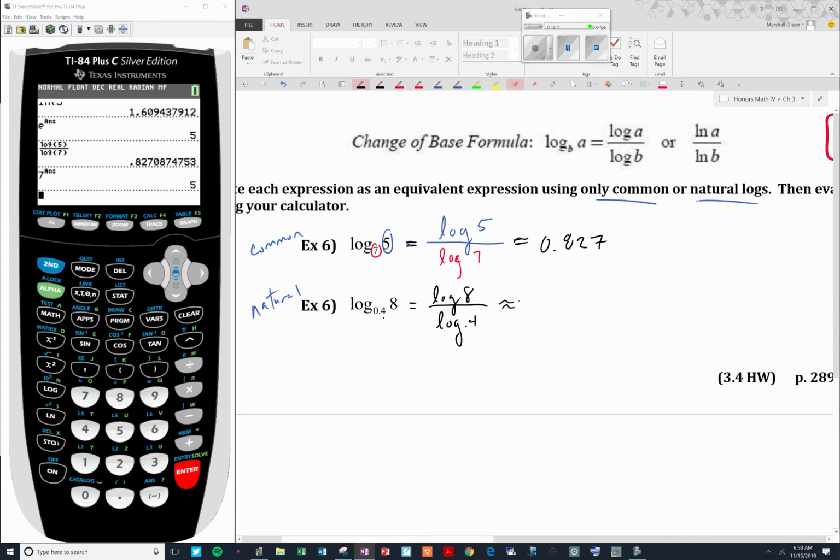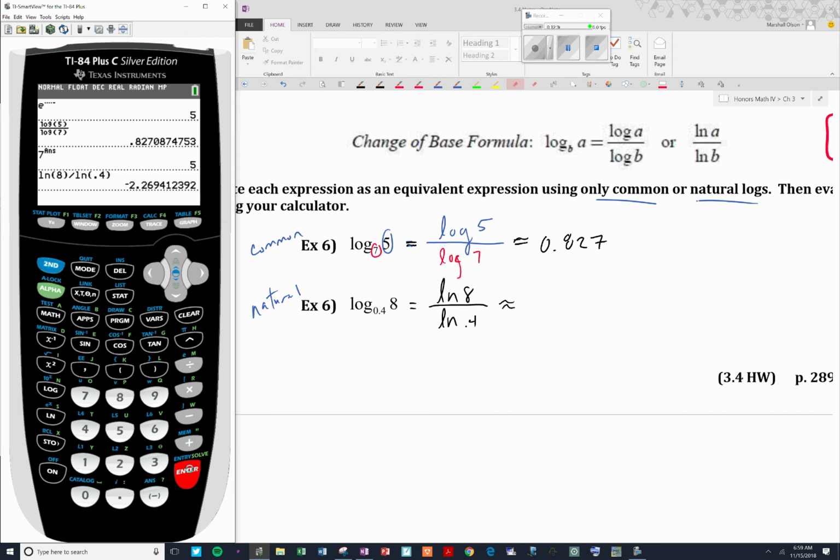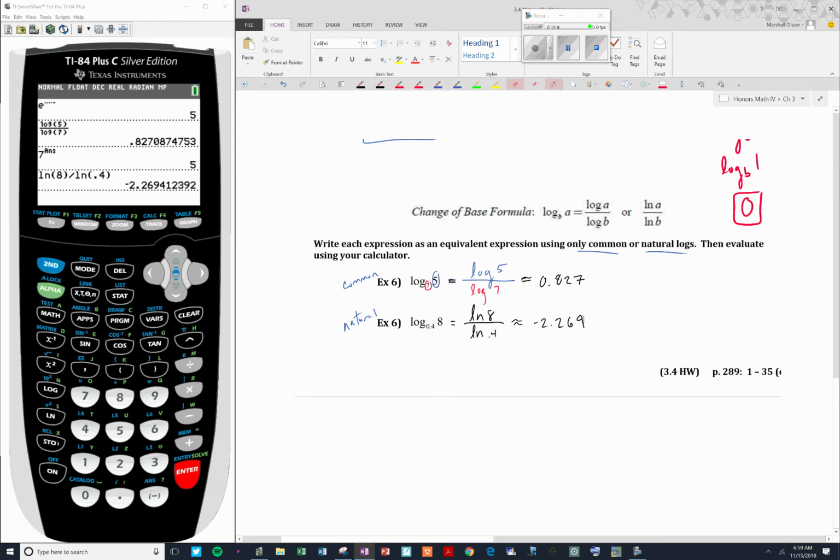And this is going to be approximately, actually with this one, I'm sorry, I was going to use natural logs, wasn't I? And I want to do that just so it doesn't matter. You can use either one. You're going to get the correct answer. You're going to get what you take this to get this. So this time I'm not going to bother using the template. I'm just going to say the natural log of 8 divided by the natural log of 0.4. This should be negative 2.269. And that is the change of base formula.